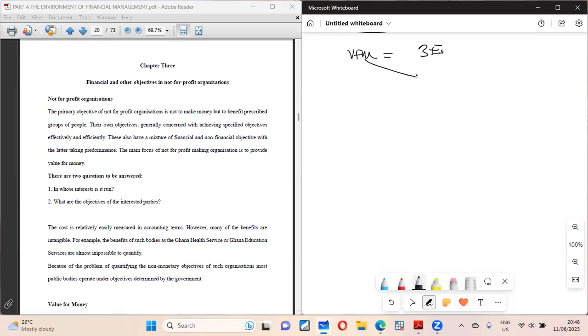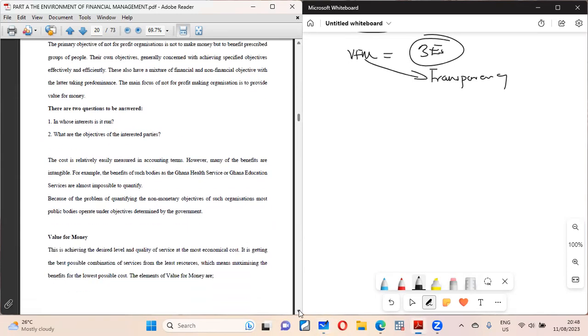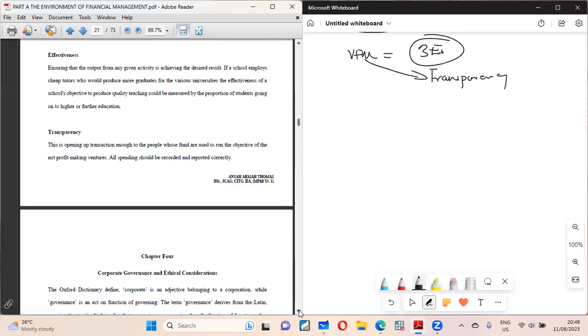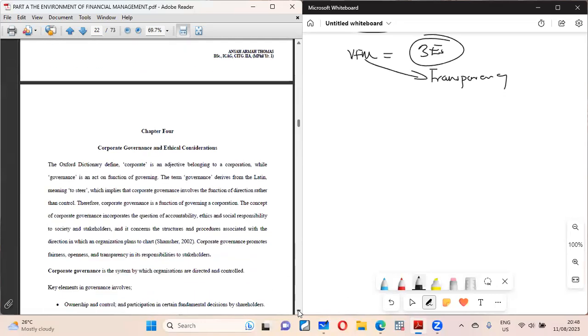So the one that you add in terms of the objective should be transparency. As you are doing the 3 E's, let it be transparent. Ghana's economy is a non-profit making organization. How transparent has the government been? You and I can discuss that at another time. All right, so that is that. So I've already explained that, so that ends that one.